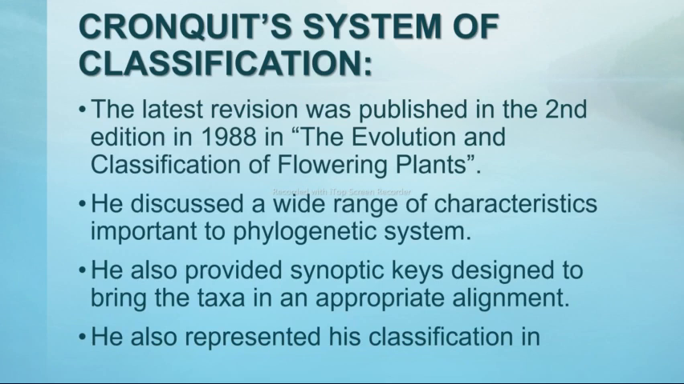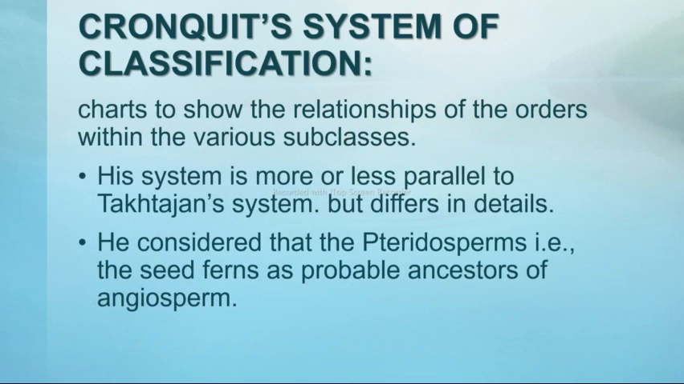He discussed a wide range of characteristics important to the phylogenetic system. He also provided synoptic keys designed to bring the taxa into an appropriate alignment. He also presented his classification in charts to show the relationship of the orders within the various subclasses. His system is more or less parallel to the Takhtajan system but differs in details. He considered the pteridosperms, for example the seed ferns, as probable ancestors of the angiosperms.